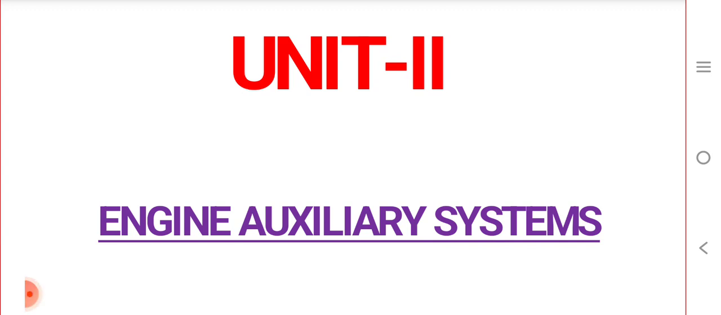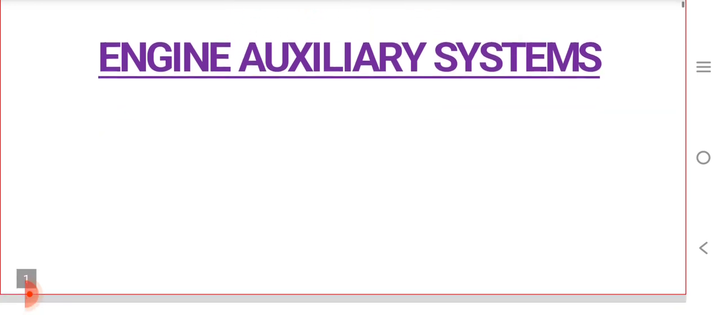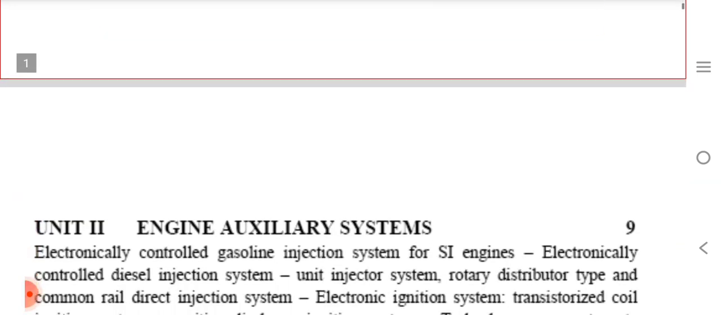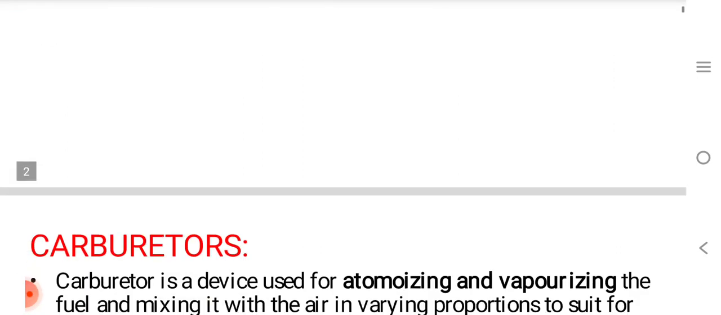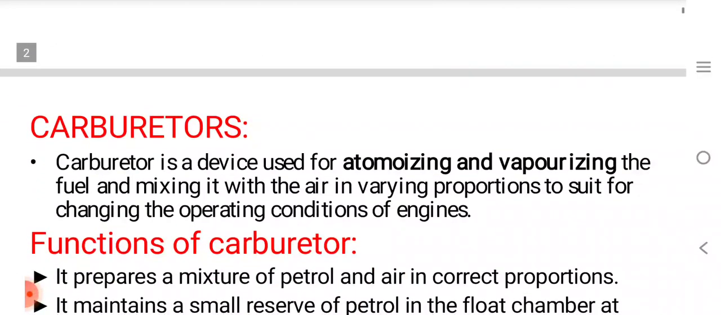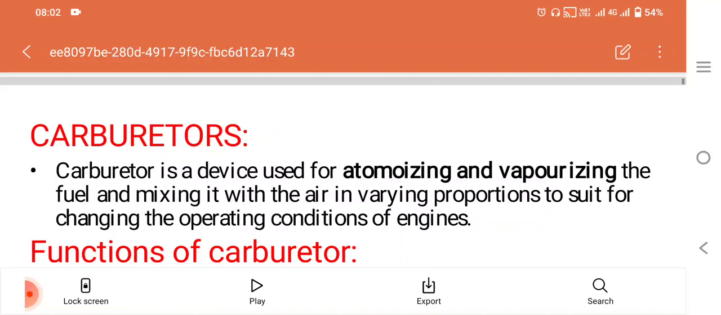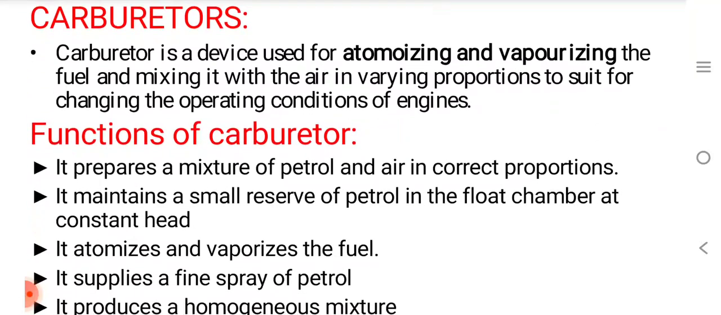The unit name is Engine Auxiliary Systems. These are the topics in Unit 2. The first topic of this unit is carburetors. First of all, what is a carburetor?